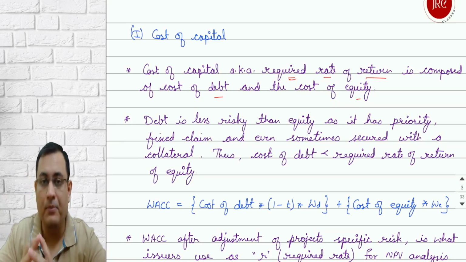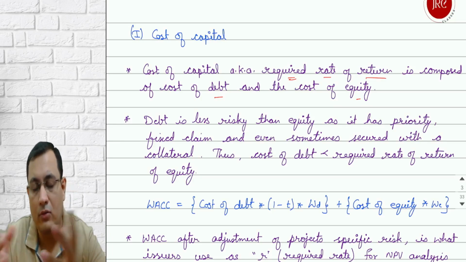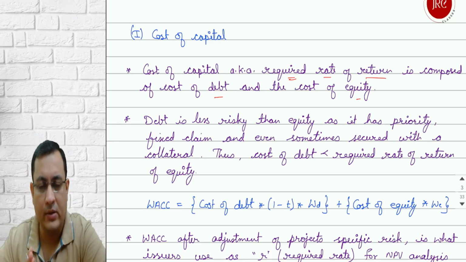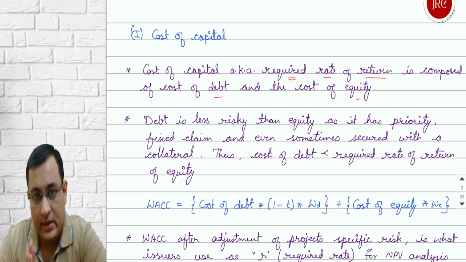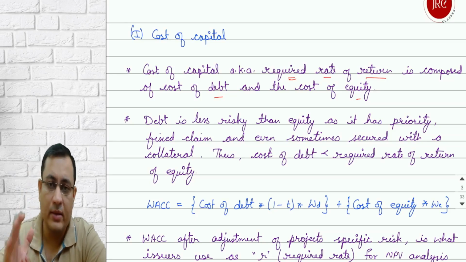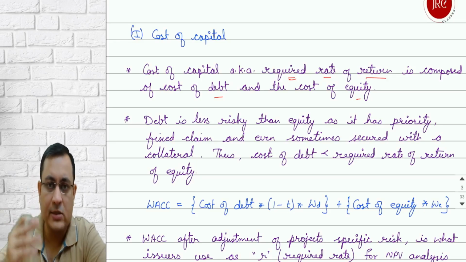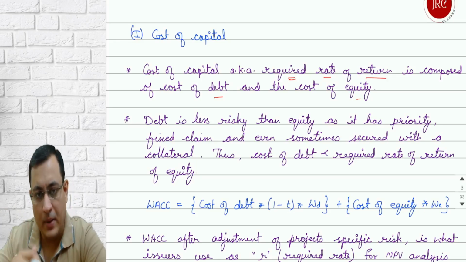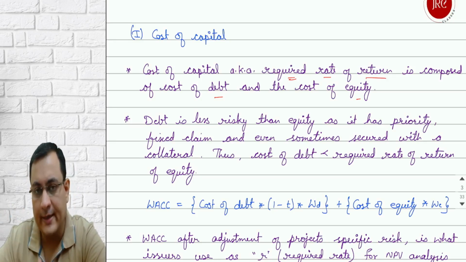Now, how to combine this overall cost of debt and equity, and first of all, how are we going to calculate cost of debt and cost of equity? Calculation of cost of debt is covered in the fixed income module, where we will be calculating yield to maturity, depending on the price, the maturity value, par value, number of years, frequency, periodicity, and the coupon rate. So there we will be calculating cost of debt using the YTM approach.